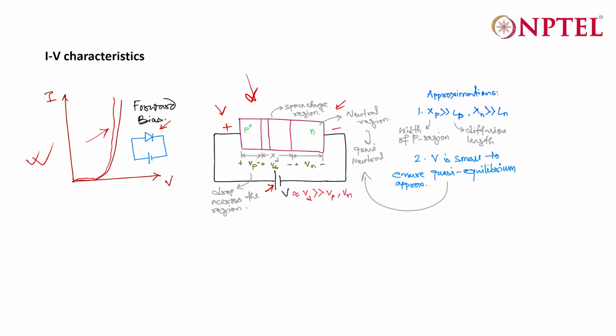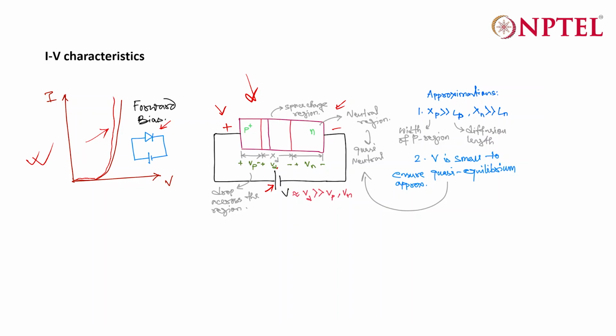And in this case also we take approximation. So the first approximation is the width of P and N region should be much higher than the diffusion length. This approximation we already have discussed in our previous studies. So this is the first approximation, that XP and XN, that is the width of P and N region, should be much higher than the diffusion length.